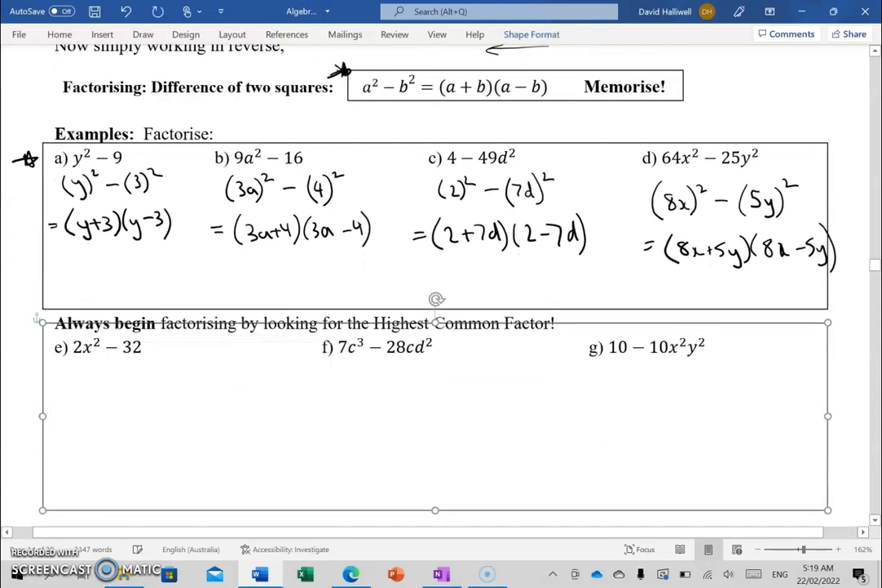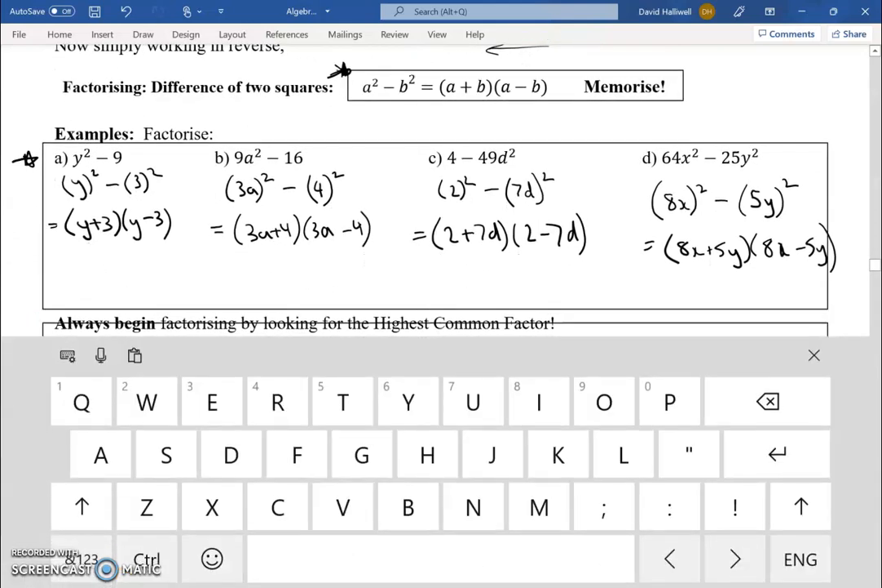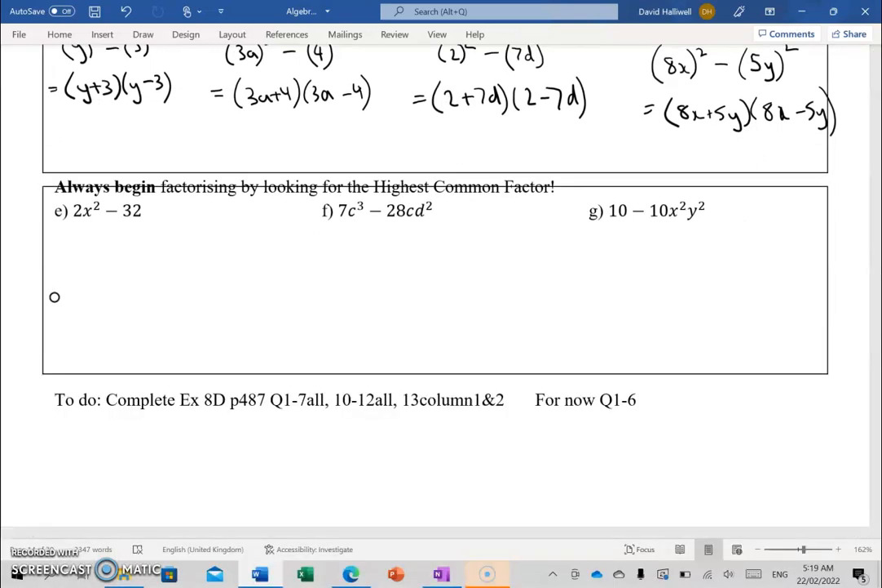Always remember to look for the highest common factor. So here are some examples. So here, I notice that I can take out a 2 here. So we take out the 2 right at the beginning. So 2 is divisible by 2 and 32 is divisible by 2. So we take out 2 right from the beginning. We've got x squared, that'll be minus 16. Okay, so that's x all squared, and 16 is 4 squared. So we've got this situation here, and we can write 2 bracket x plus 4, x minus 4. And that's factorized.